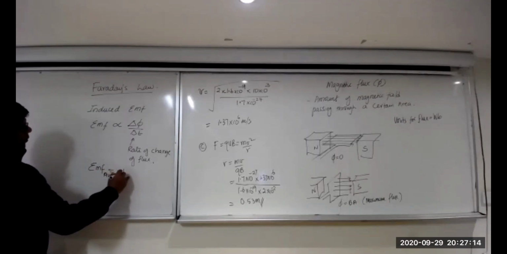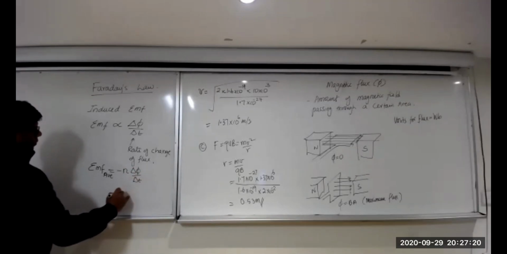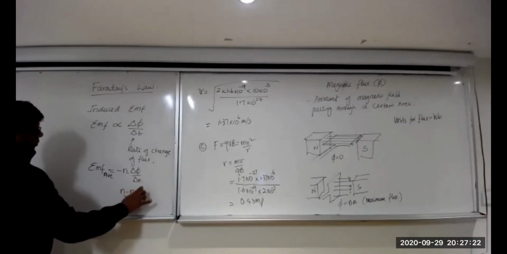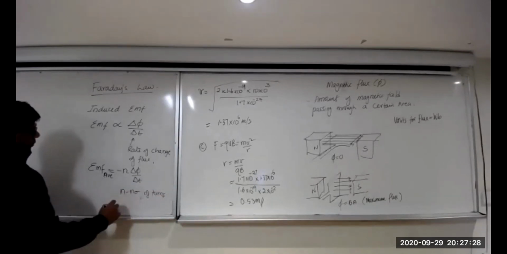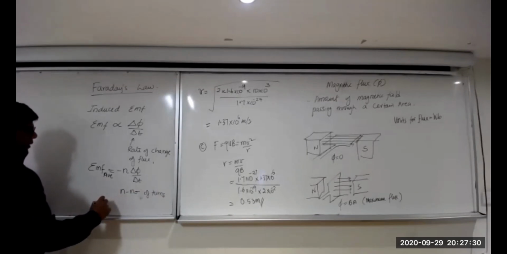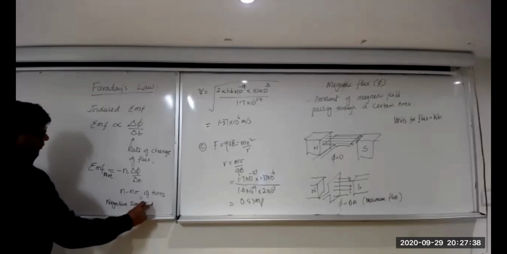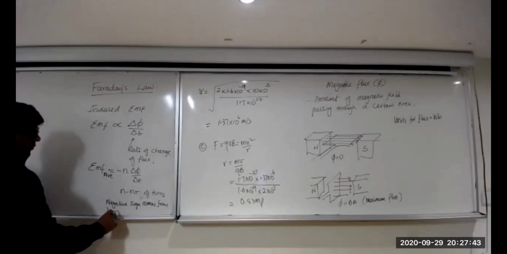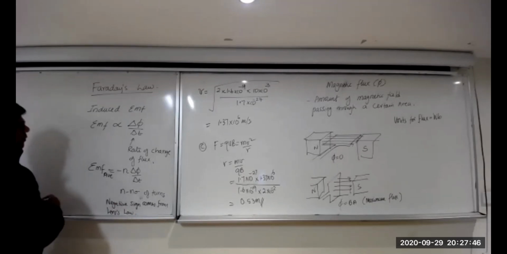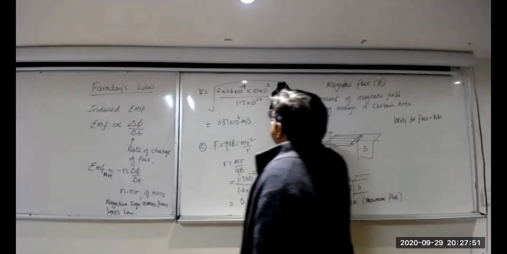The negative sign comes from Lenz's law. Number of turns. Okay, this negative sign is coming from Lenz's law. Let's find it out.